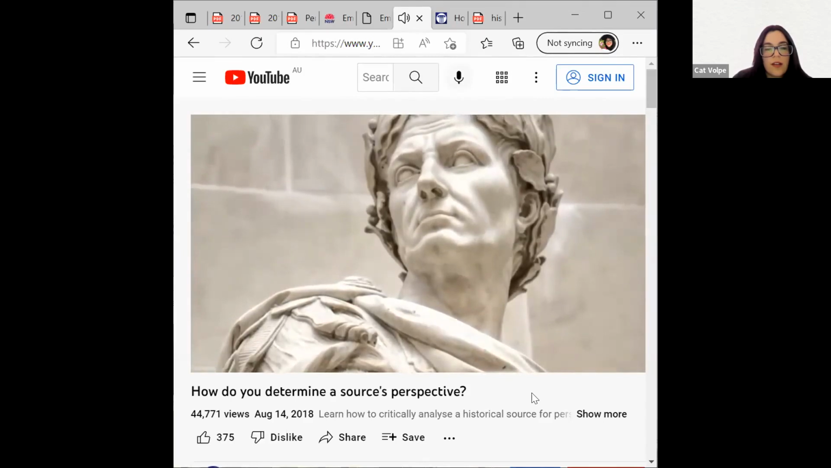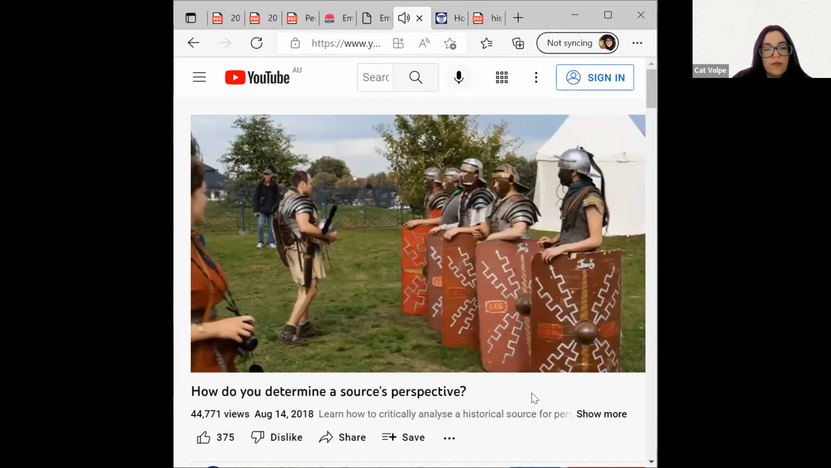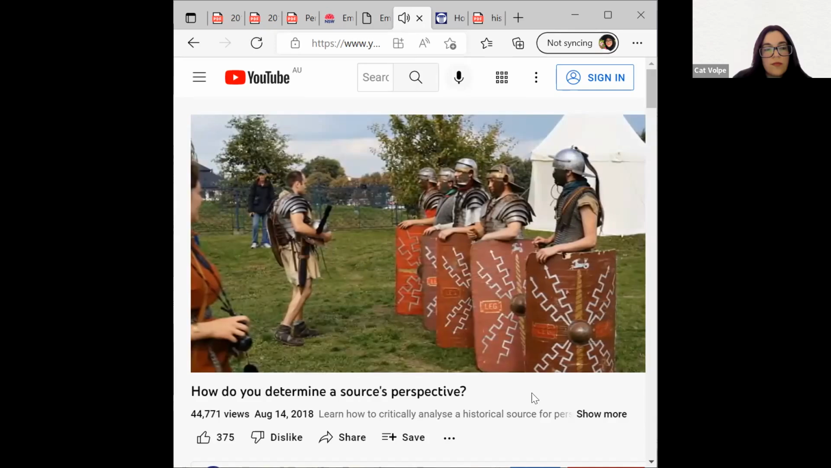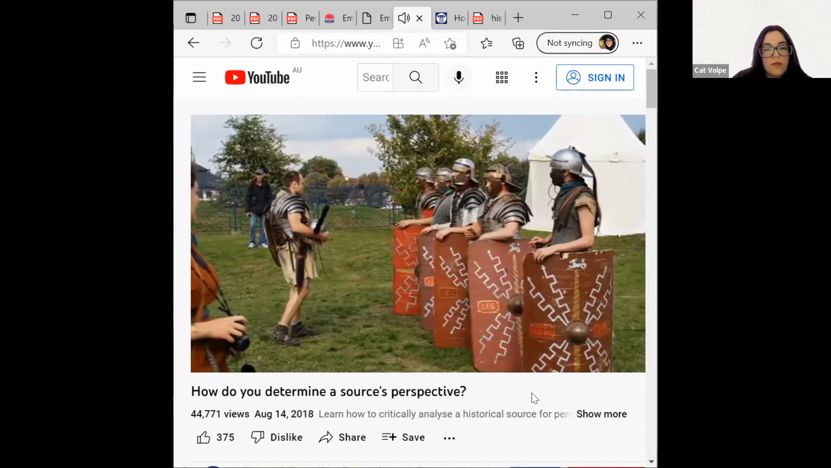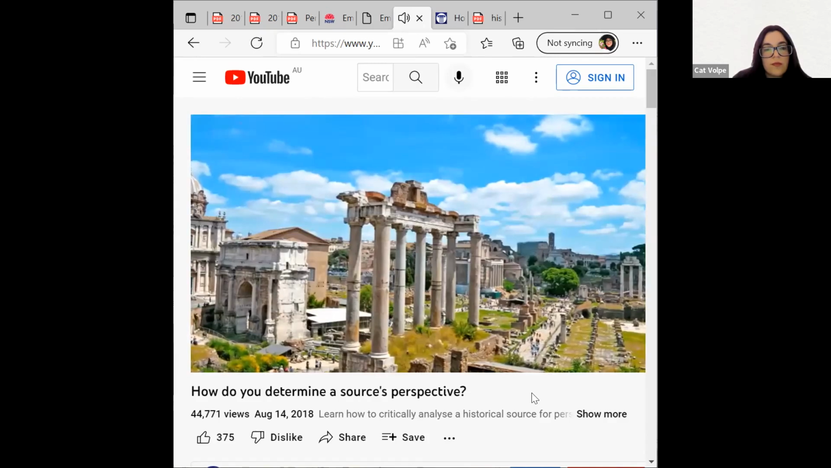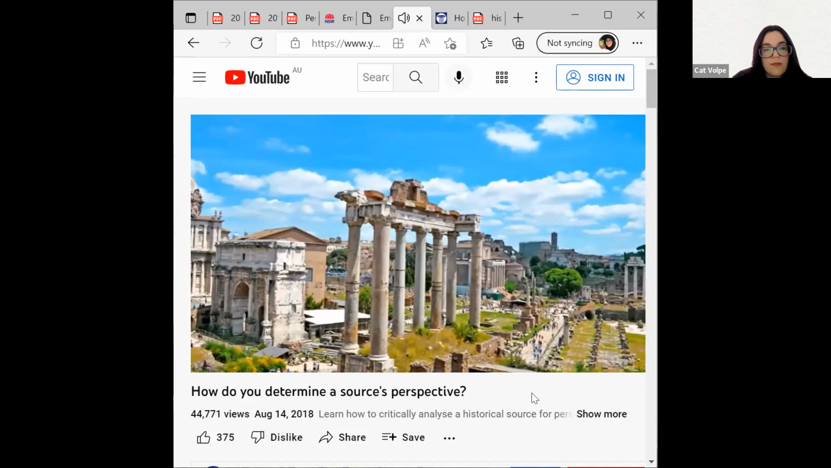So you could talk about, from a perspective point of view, the fact that he has a particular political persuasion. He is from a political group known as the Populares. You could also talk about him having a military perspective because he is a general. Or you could just talk generally about his cultural background, the fact that he is Roman. He may have a Roman perspective. Any of these options are perfectly valid ways to talk about Julius Caesar's perspective.